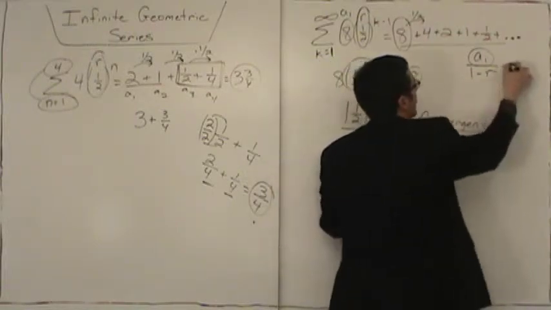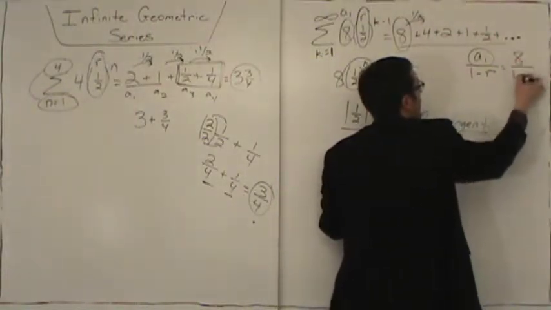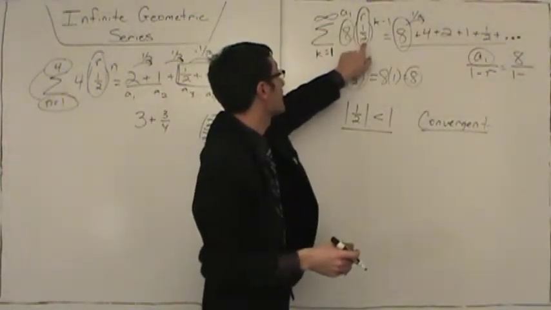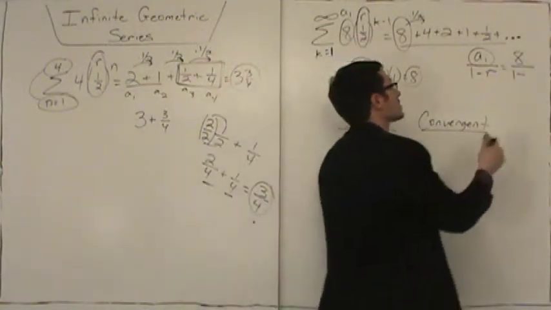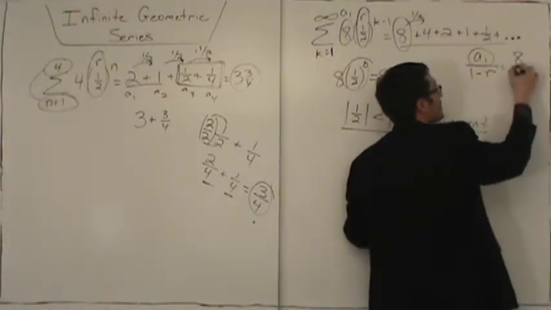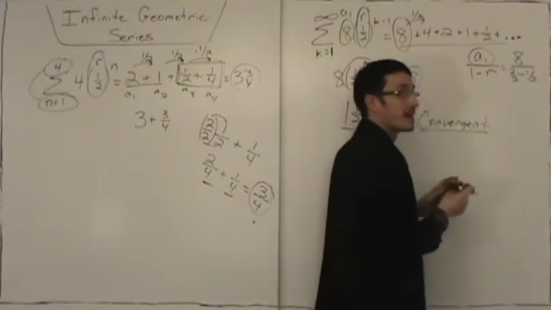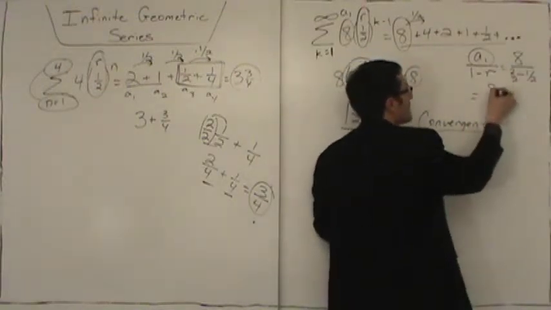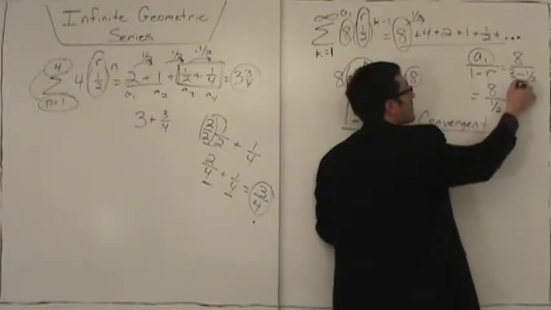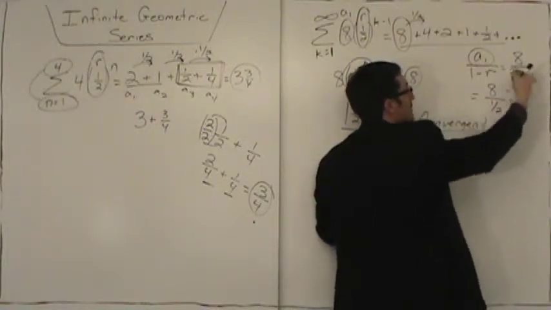Okay, so we say that this formula is what? 8 over 1 minus the r value. And our r value is what? The r value is 1/2. It's the value that sits underneath the exponent. So 1 minus 1/2. What form of 1 do we want? We want 2 over 2 because we want a common denominator. And so we end up with what? 8 over 2 over 2 minus 1 over 2 is 1 over 2. Okay, remember the denominator does not change. Subtract the top. 2 minus 1 is 1.